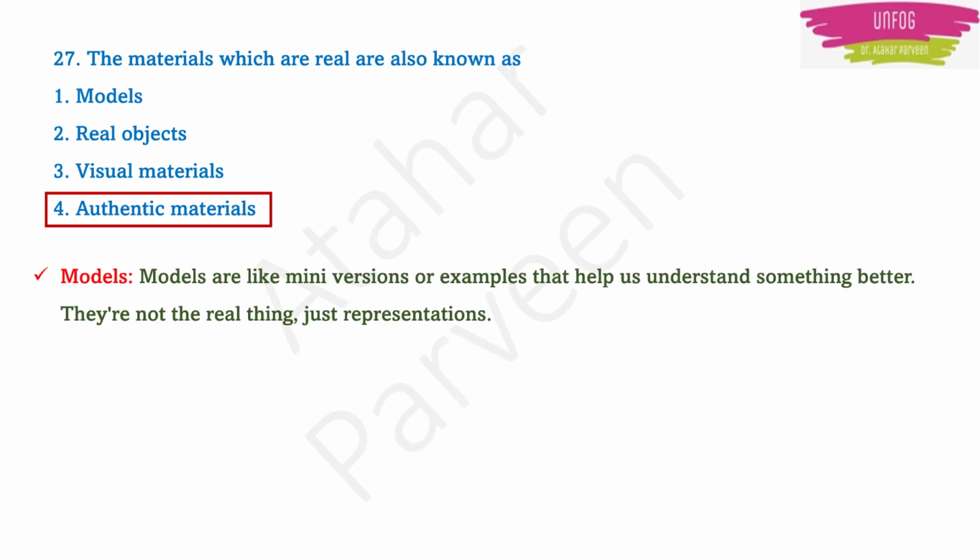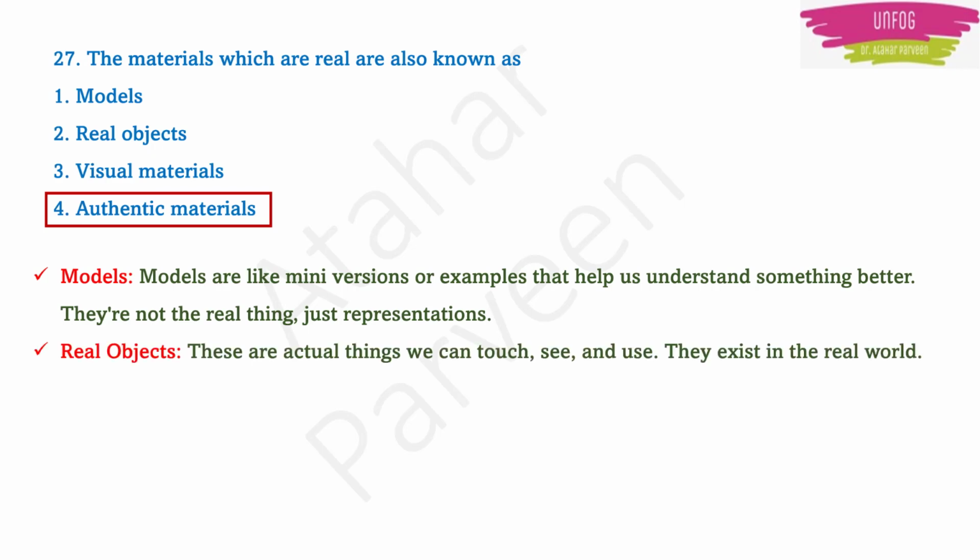See, what are actually models? Models are mini versions which we use to teach something, or that help us understand something better. They are not actually real things, but they are representations. Next are real objects, which are actual things which we can touch, see and use, and they are actually existing in the real world. They are real objects.